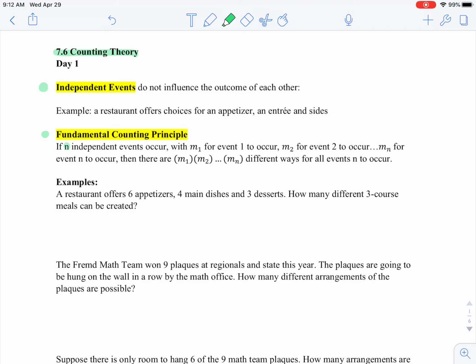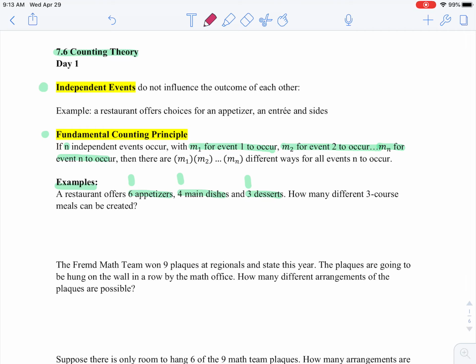And what that basically says is if I have n independent events, such as here, let's look at this first example down here. A restaurant offers 6 appetizers, 4 main dishes, and 3 desserts. How many different 3-course meals can be created? I have 3 independent events. I have my appetizers, my main dishes, my desserts. For each of these events, there's a certain number of ways it could happen. So for event 1, there are m ways for that to occur. So that would be 6. For event 2, there's a certain number of ways for that to occur. In that case, our main dishes are 4. And then this can go on and on for how many events you have. In our case, we have 3 events.